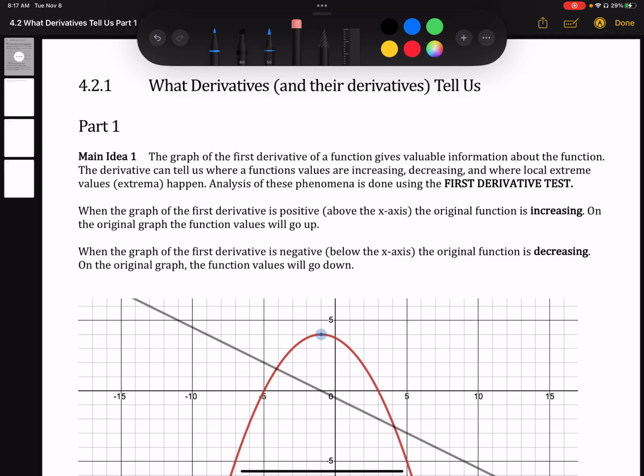The first derivative is going to be able to tell you where a function is increasing or decreasing. Remember, the derivative is the rate of change of the function. And so if we're looking at the graph of the derivative, where the derivative is positive, it means our rate of change is positive, which means our original function values should increase on that interval. When the graph of the derivative is negative, it means our rate of change is negative, which means our function value should decrease on that interval.